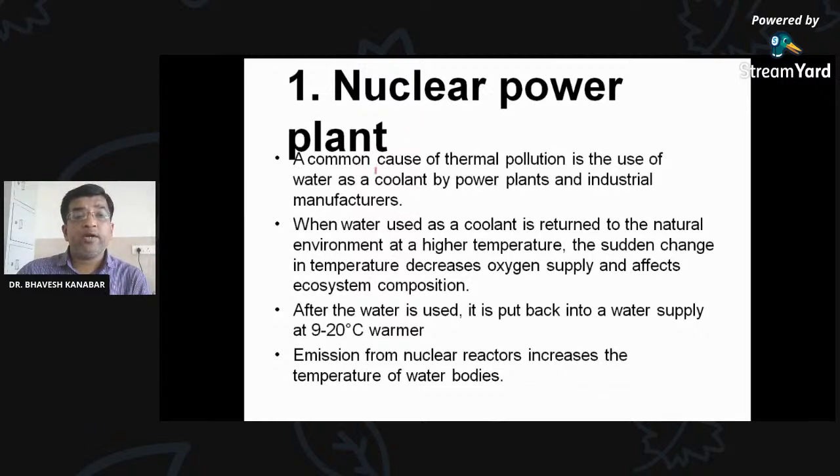Nuclear power plant. It is a common cause of thermal pollution. That you already know, the coolant. Whenever the water is used as the coolant in this type of power plant, it can be returned back with a higher temperature. And a sudden change in the temperature decreases oxygen supply and affects the ecosystem.